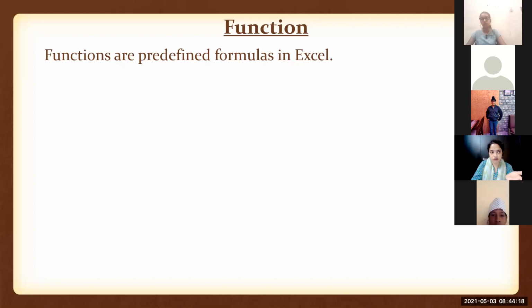Suppose we have to do the sum of 20 numbers, 20 cells. So we do not need to define the 20 cells in the formula. We can define only the beginning cell, the first cell, and the last cell, the range of the cells, and it will calculate the sum by using functions. So like a formula, a function also has various parts.